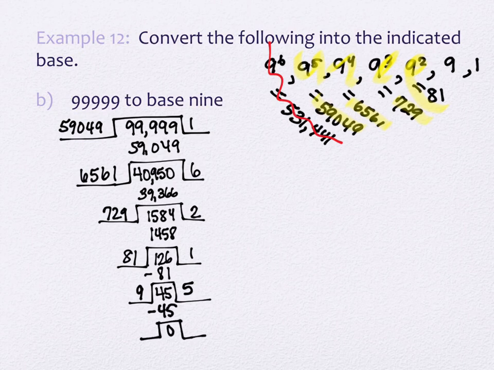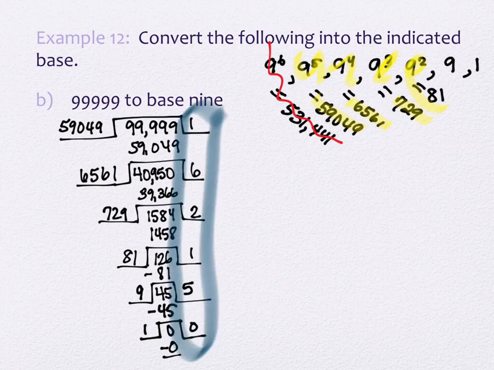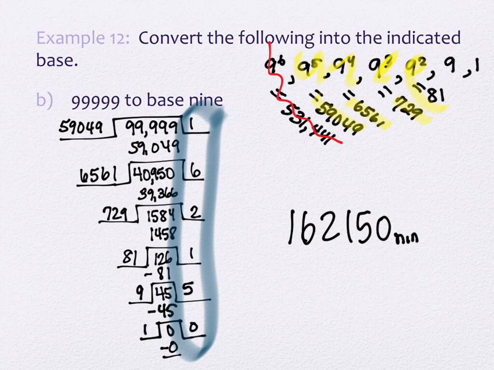Am I done? No. What do I still need to do? Divide by 1. It goes in 0 times still. They don't always go in 0 times at the end. These two just happen to. But the beautiful thing about this algorithm is that your answer, of course, is all just right here. So this is 162,150. And then down here you write base 9.